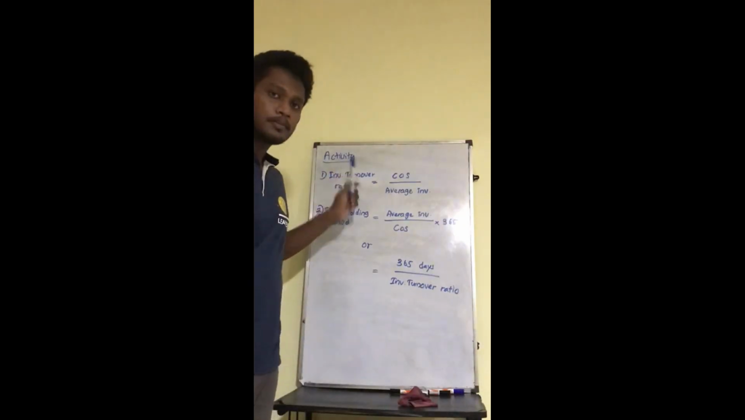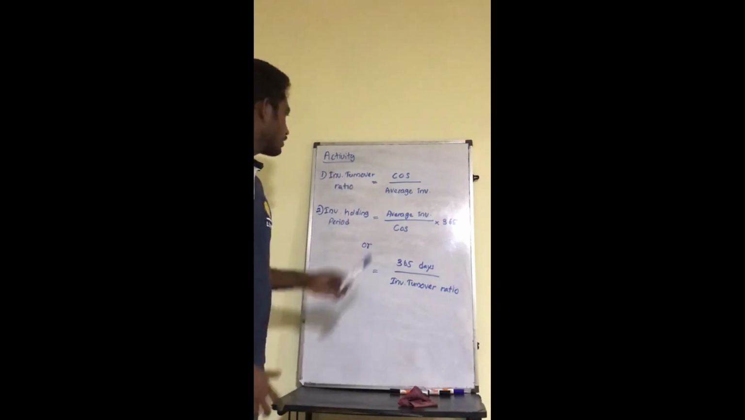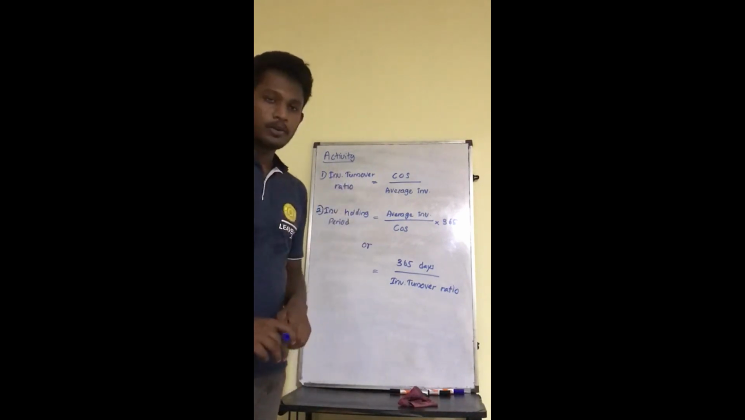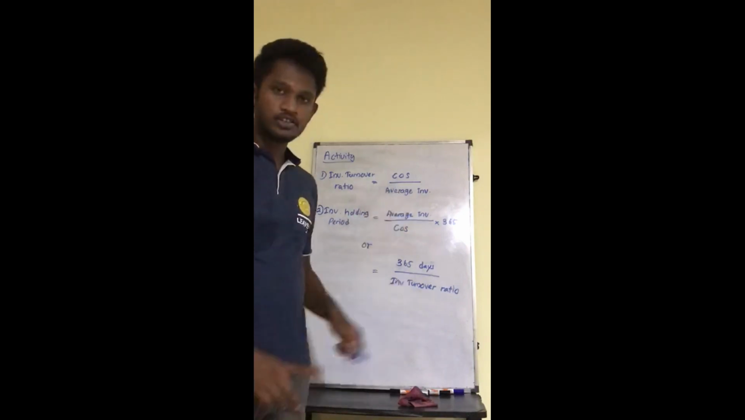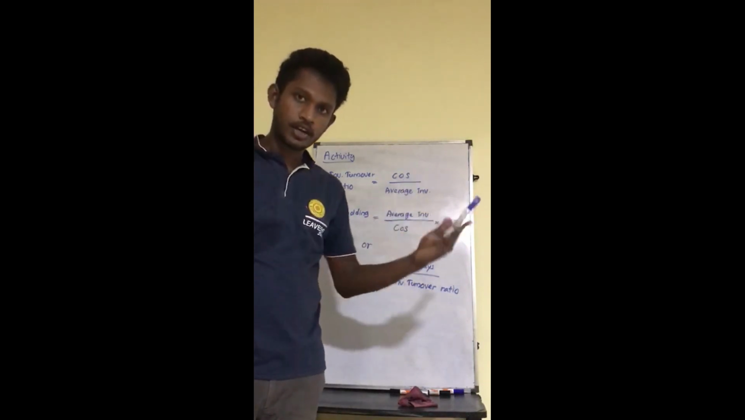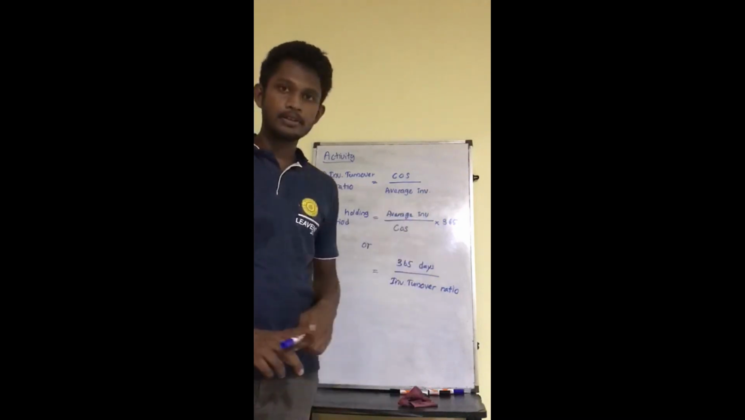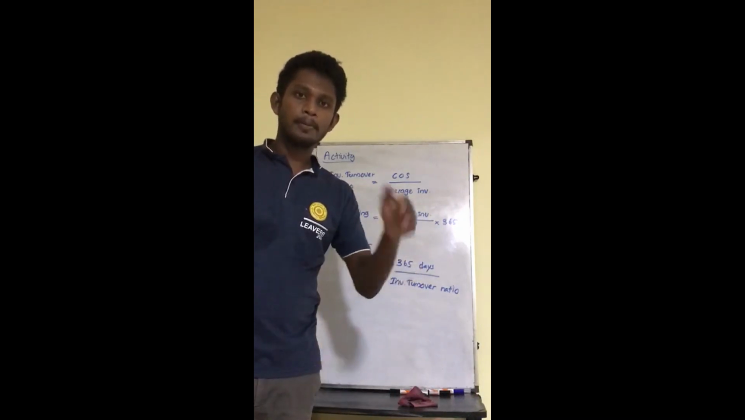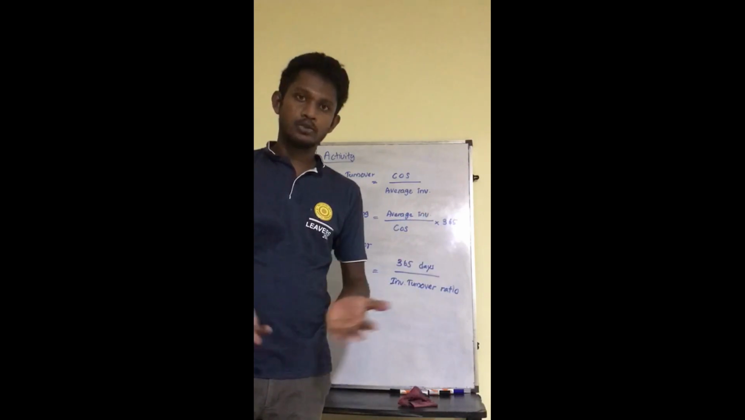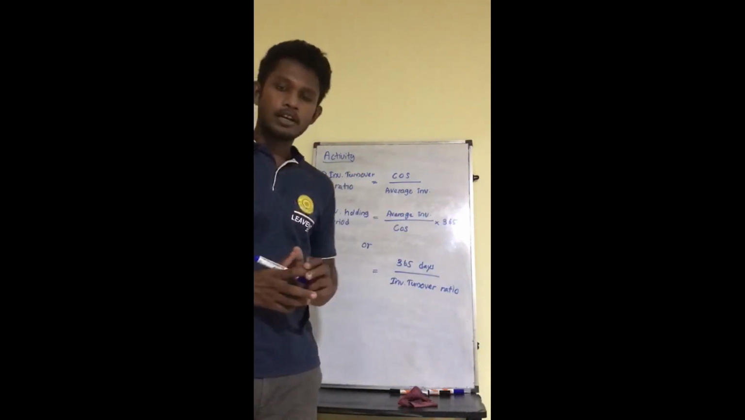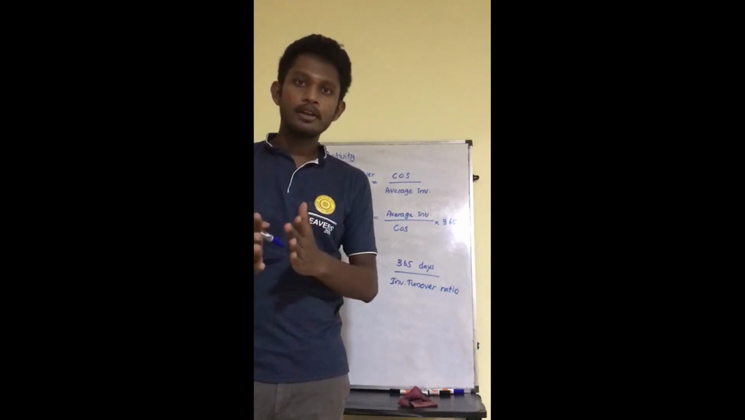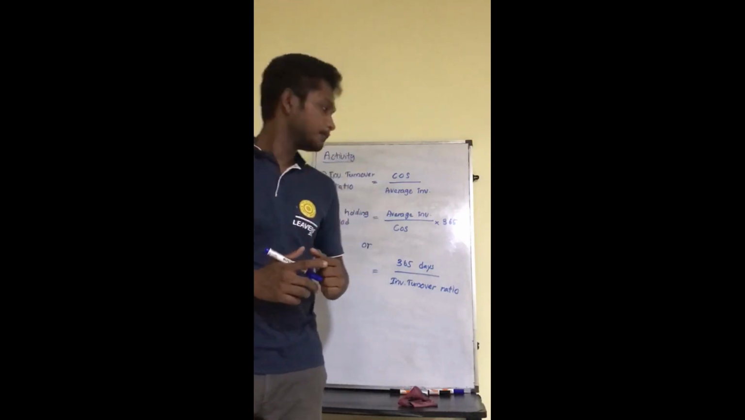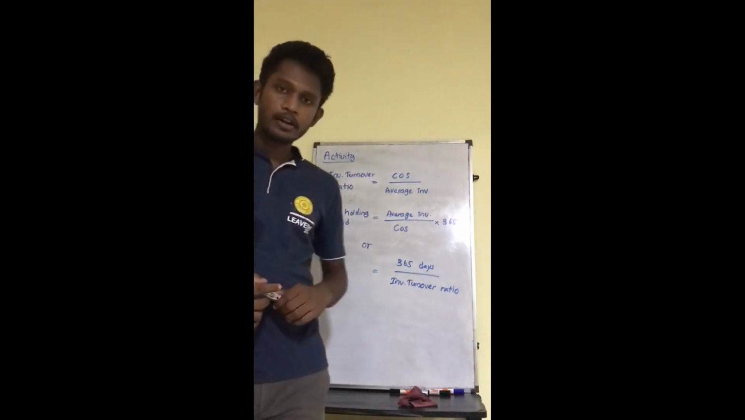So the next type of ratios is activity ratios. The first one is inventory turnover ratio. It can be calculated using cost of sales divided by average inventory. Cost of sales you can extract from the income statement. Average inventory is the opening inventory position plus closing inventory divided by 2. What do you mean by this? Inventory turnover is how frequently your inventory is getting converted into your revenue, right? And next one is inventory holding period.